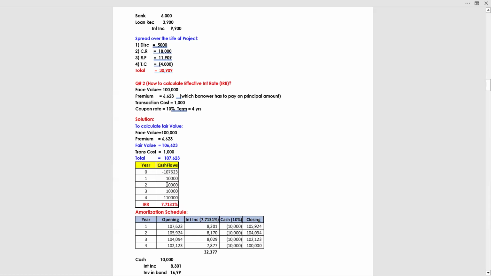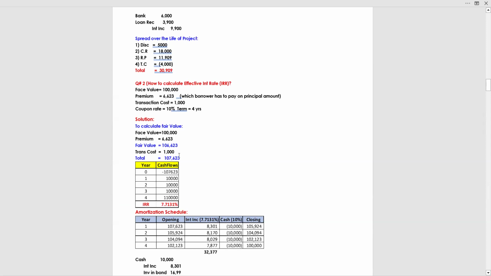In the second year, 10,000. In the third year, 10,000. But in the fourth year, cash flow plus principal amount, so it will become 1,11,000. IRR is 7.7131%. Now amortization schedule. Year 1, 2, 3, 4.